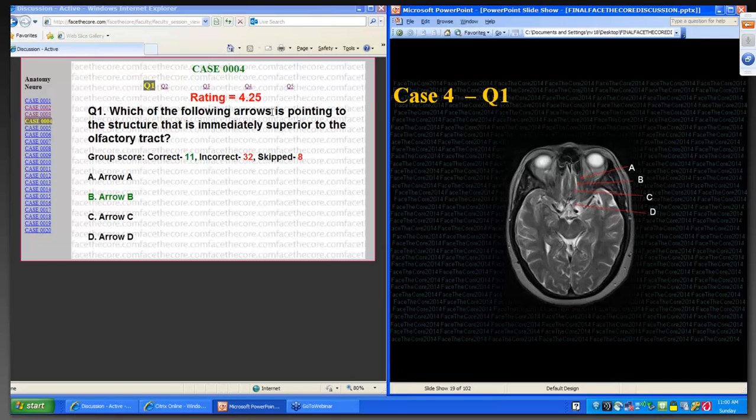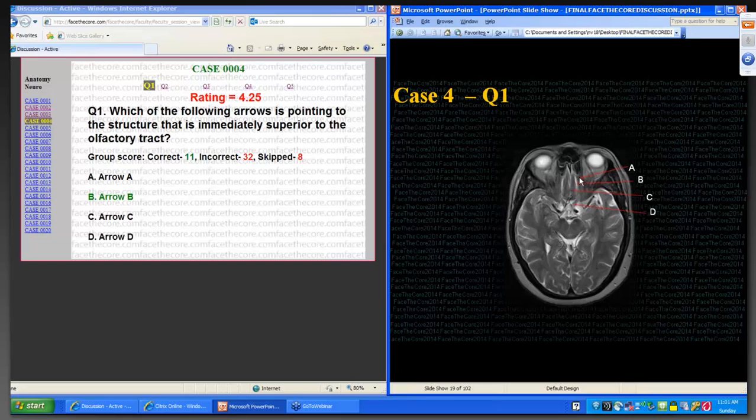Is it A, B, C, or D? And the correct answer is B. So basically here we have this axial T2-weighted image, and the heart of this question is that the olfactory tract lies in the olfactory sulcus. If you see here, this gyrus, depicted C, is the gyrus rectus, and slightly more laterally is the olfactory sulcus, so that's why the correct answer is B.